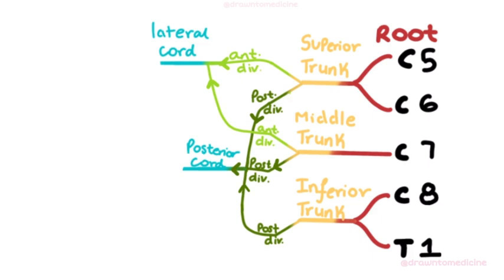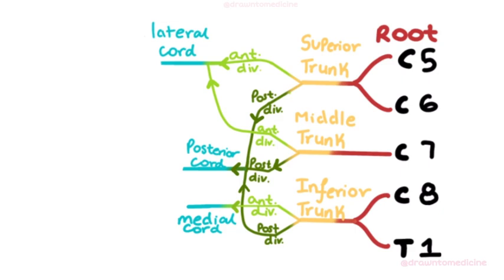And so what are we left with now? We've used the anterior division from the superior and middle trunk. We've used up all of our posterior divisions. So now all we're left with is the anterior division from the inferior trunk, which will go on as the medial cord. So that gives us 3 cords: lateral cord, posterior cord, and medial cord, arising from 6 divisions.